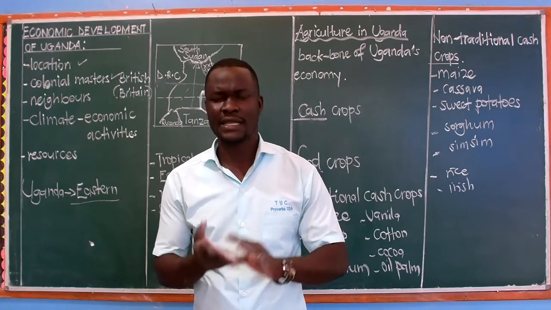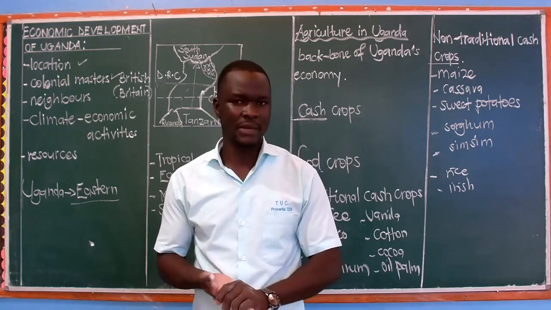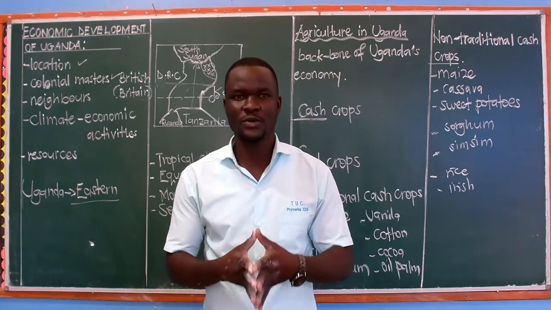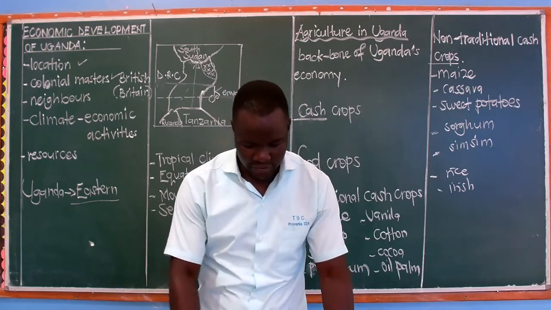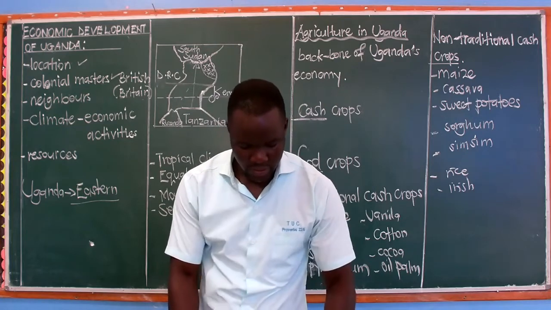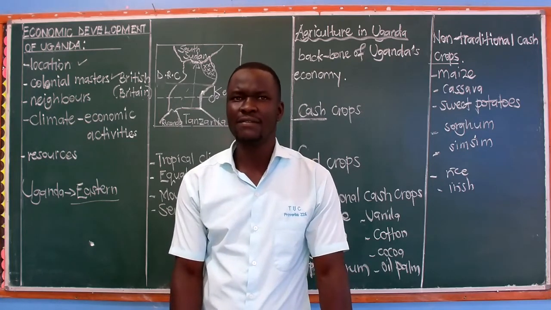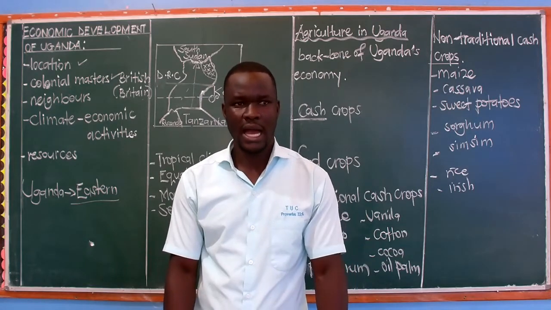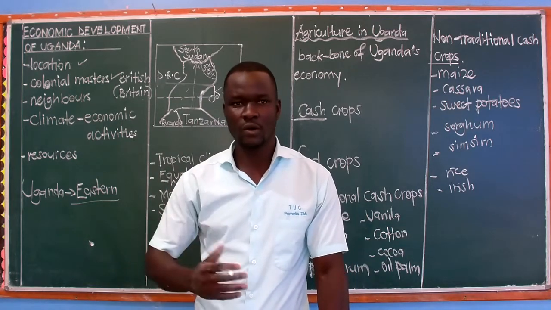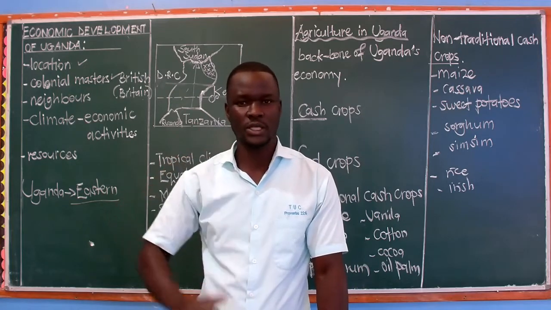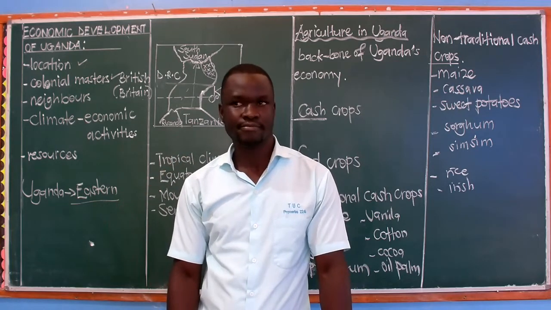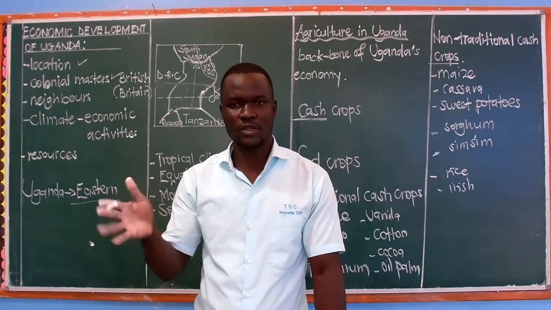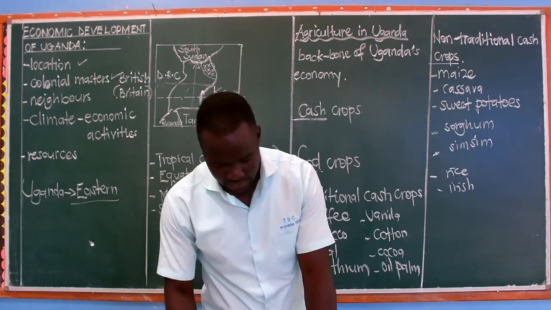Uganda has a good climate. When we talk about climate, we talk about aspects like rainfall, which means Uganda experiences a lot of rainfall, which enables crop growing to take place. Then we have availability of land. Uganda has vast land where people can grow crops. Though with the increase in the population, you will find that there is a lot of what we call land fragmentation, dividing the plots that people have into smaller plots.